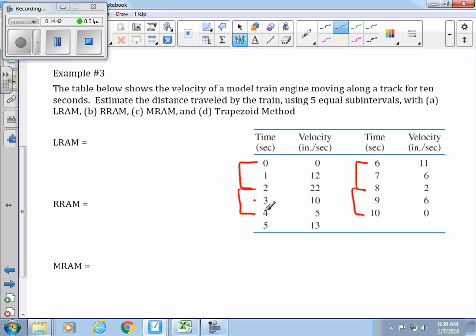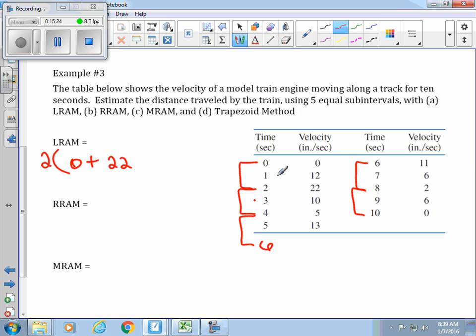What about 4 to 6? Does that make sense? So, 2 times, well, if I'm doing a left rectangle approximation, I am going to want to include the first y value, correct? So, what is the first y value? 0. Plus 22. Does everyone see where I'm getting those numbers? Any questions?